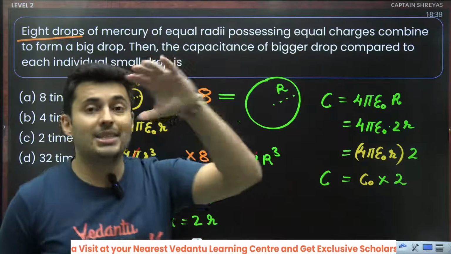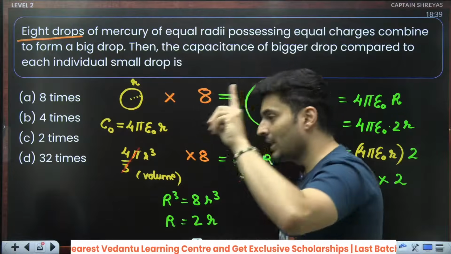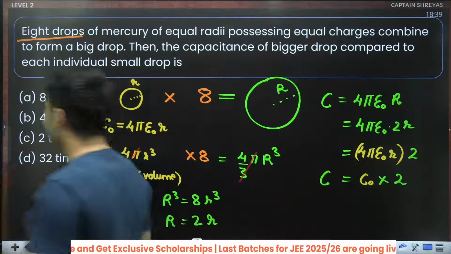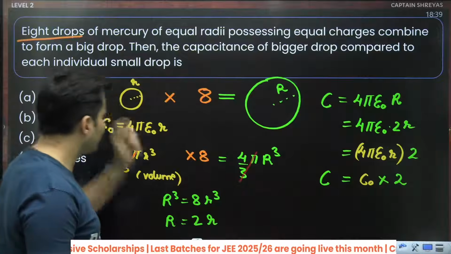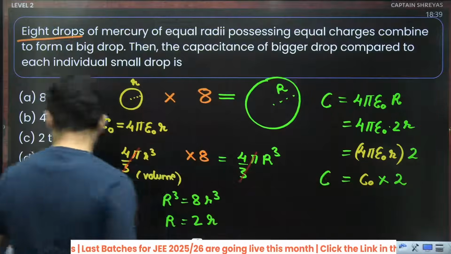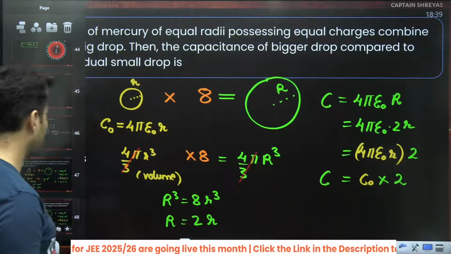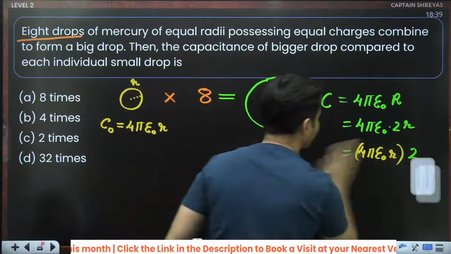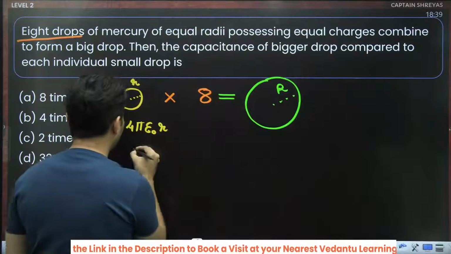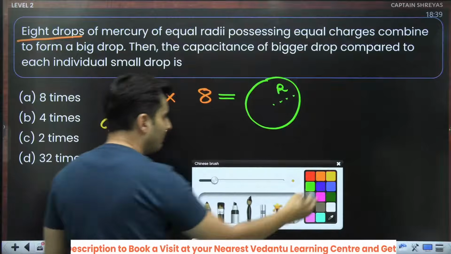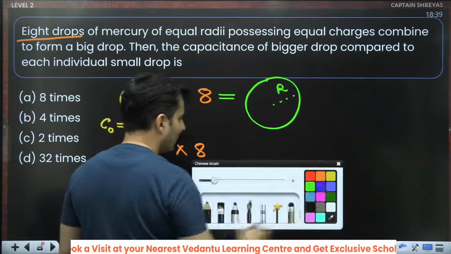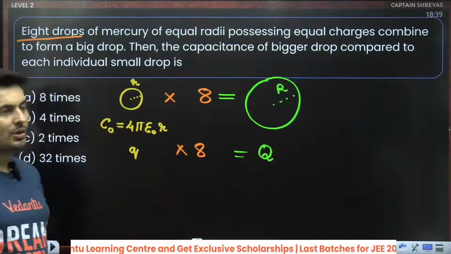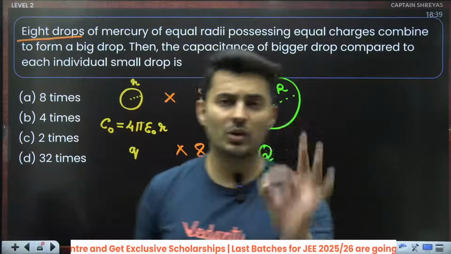If you talk about the charge on it, mind it, it will not be 2 times. Think why? Because the charges will also get multiplied 8 times. So if I were to do that problem for the charge, if this had a charge of small q and I will multiply it by 8, so the new charge on it, capital Q, will be 8 times of q.